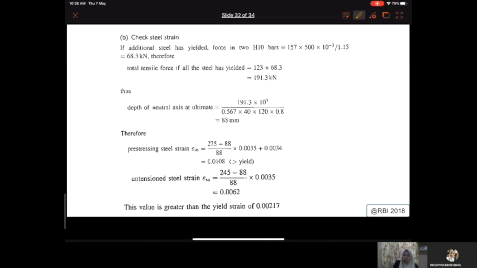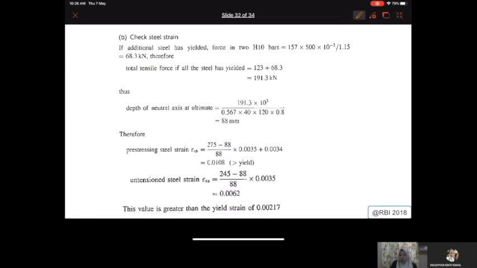Alright. So once you design, what are the area, how many numbers to provide, and so on, you want to check the steel strain. Is it okay or not? Is it within the allowable strain or not? Okay. So if additional steel has yielded, what does it mean?